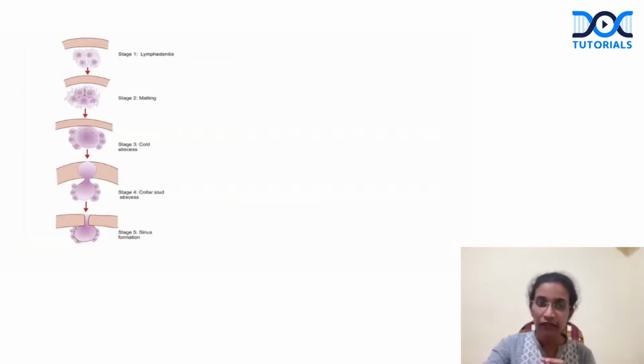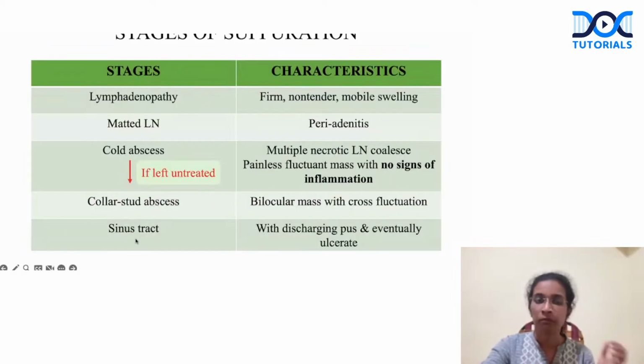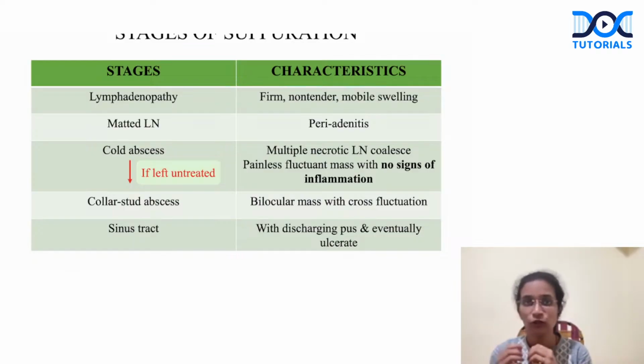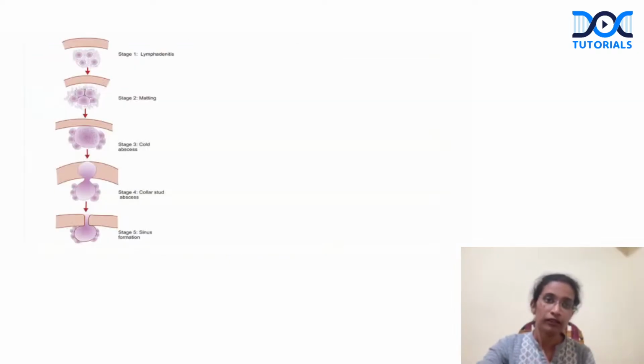If it is again left untreated, in this collar stud abscess there's nothing to burst open here, it's only the skin. So it bursts open through the skin with a discharging sinus tract. And eventually, even if at this stage it's not treated, it might ulcerate. So these are the stages.